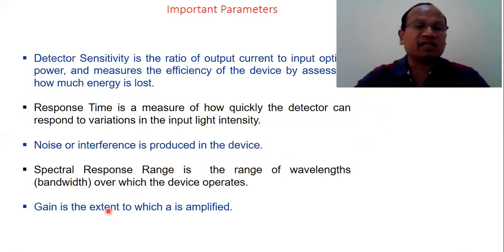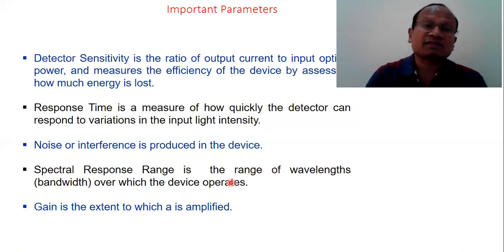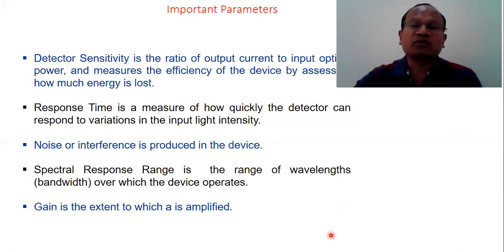The next is gain. Gain is the amount by which the signal is amplified. How much amplification is taking place? How much the signal strength has increased is evaluated by the parameter called gain. So the important parameters are detector sensitivity, response time, noise or interference, spectral response range, and gain, used in the analysis and performance evaluation of optical detectors.